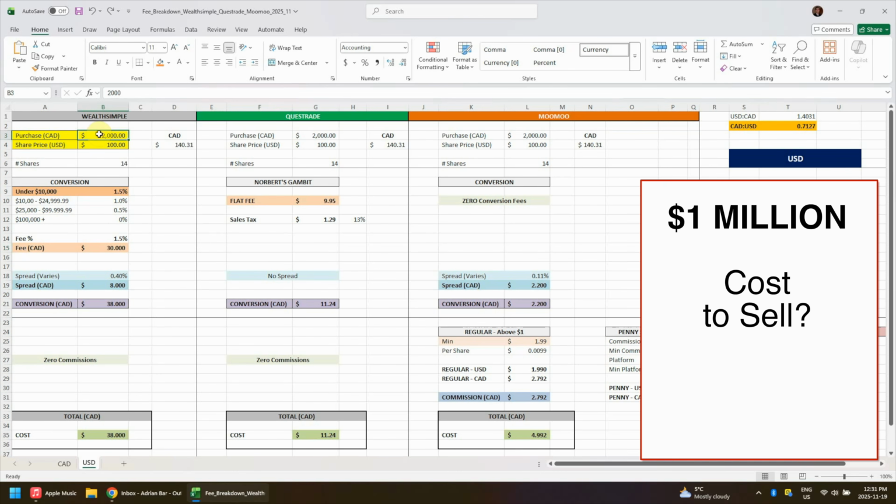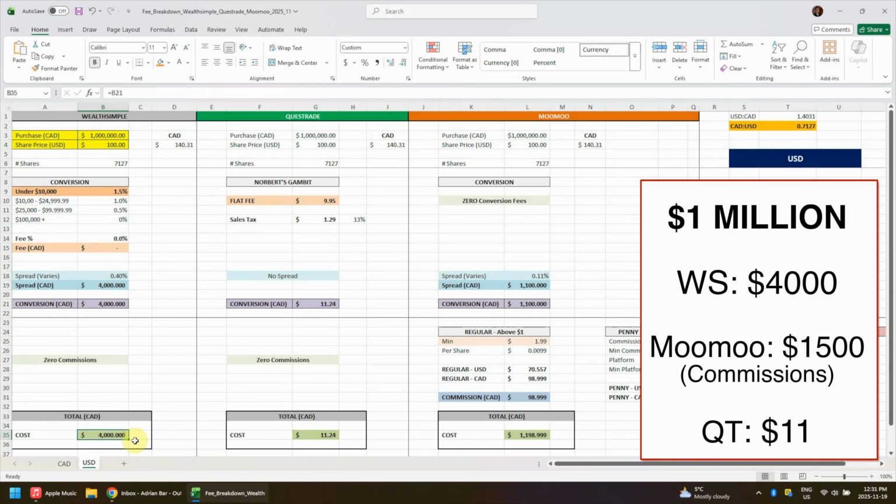Let's end with an extreme case. Say you've grown your US portfolio to $1 million and you want to sell it all. Here's the cost. Wealthsimple will cost you $4,000. Moomoo will be around $1,500 once you throw in a few commission trades. And Questrade will cost you that flat fee, $11.